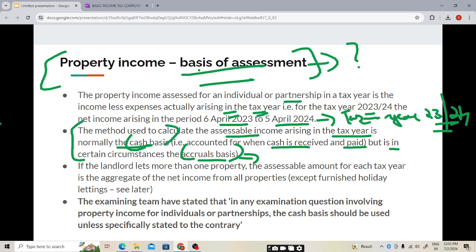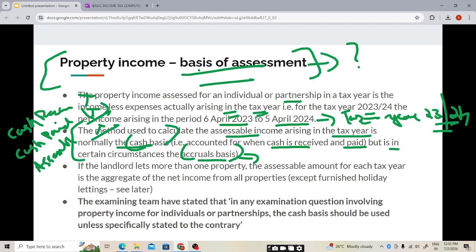Cash basis means whatever cash you have received in the tax year and the cash you paid for expenses will give rise to your assessable income. Cash received, whether it is rental income which relates to a previous year's rent that you are receiving in the current year, will be your current year income and will be taxed in the current year. And for cash paid, whether the expenses you are paying relate to a previous year or the future, they will be deducted in the current year as cash is going out.